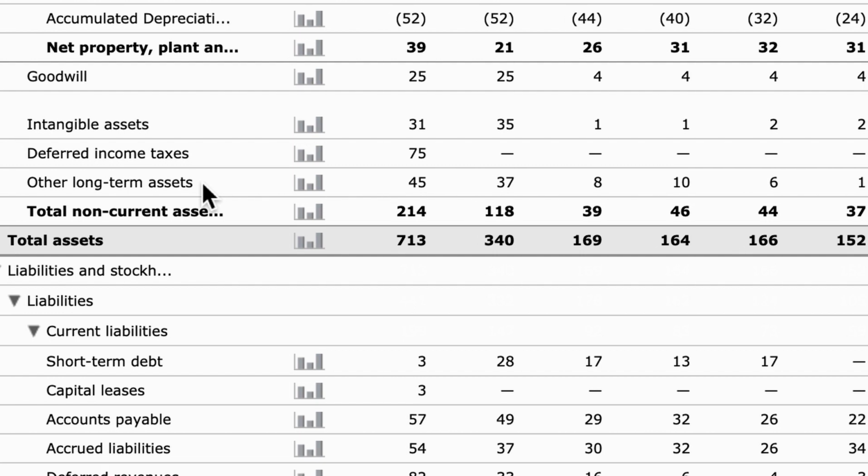Other long-term assets can be things like pension benefits or restricted cash. And restricted cash is held onto by the company for specific reasons. So you're going to have to go over to the 10K again and type in restricted cash in the find bar, and it'll show you in the 10K what it is.